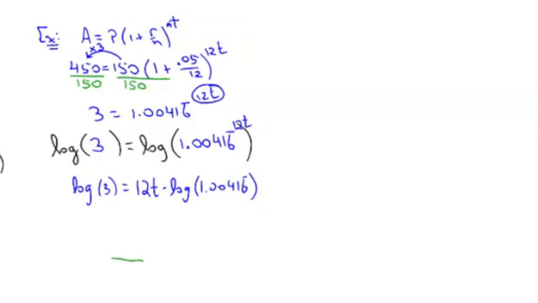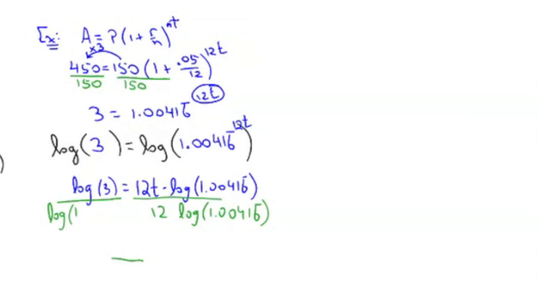What am I trying to solve for? T. So how do I solve for t? Divide by the log piece and the 12 piece. So divide by 12 log 1.00416 repeating on both sides.